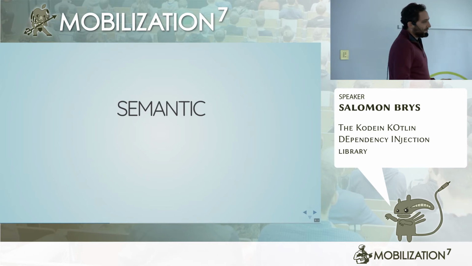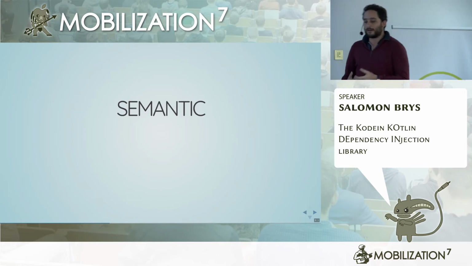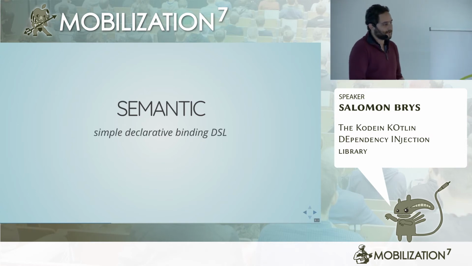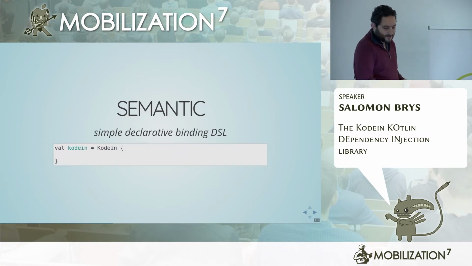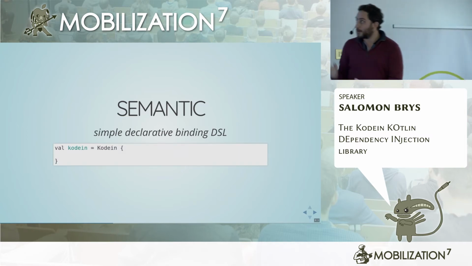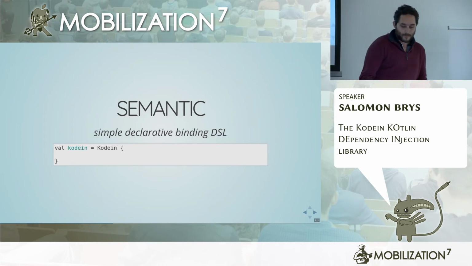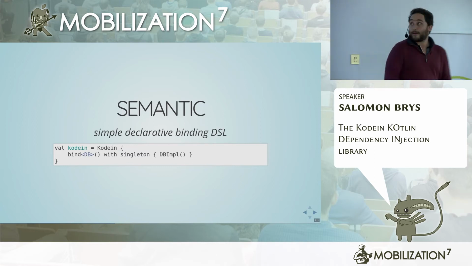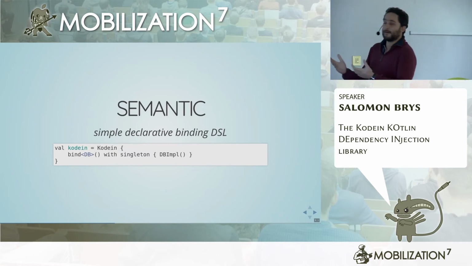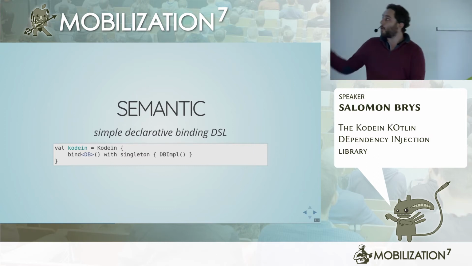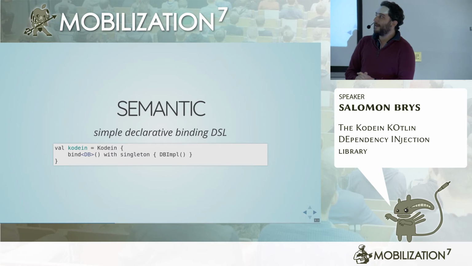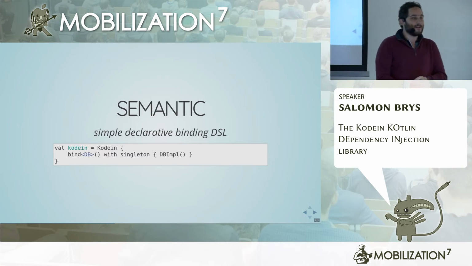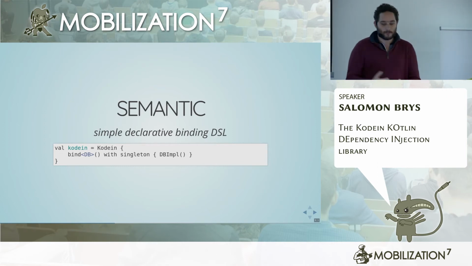The first thing that I said is that a DI library in Kotlin should be semantic. It means that I want a simple declarative DSL. So how do I construct a Kodein object? Simply by creating a Kodein object with a lambda. In this lambda, if I want to bind a database to a singleton containing a database implementation, I'll just say so: I want to bind a database with a singleton containing a database implementation. And that's the core idea that Kodein is based on. It's this idea that dependency injection and declaration should be readable.